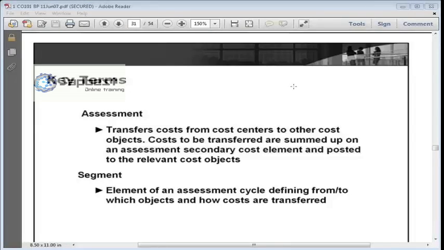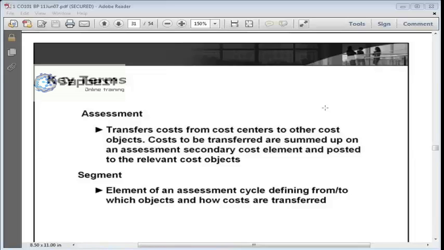Assessments. The term assessment means you're transferring costs from one cost center to another cost object. Anything, any assessing, you can transfer from cost center to internal order, WBS element, any other cost object. Costs can be transferred or summed up in an assessment secondary cost element and posted to the relevant cost object. So assessment always is a secondary cost if you're moving from one cost object to another cost object, right? So you're doing assessments on those things.